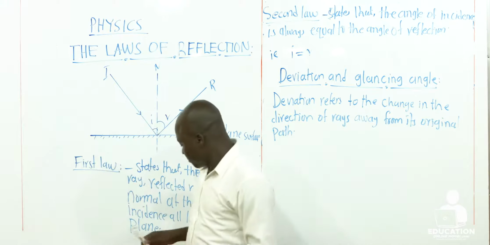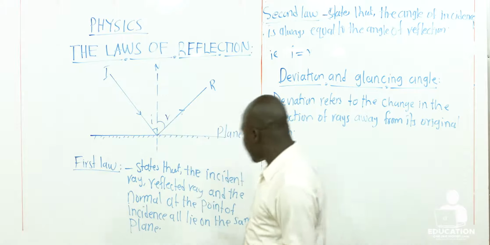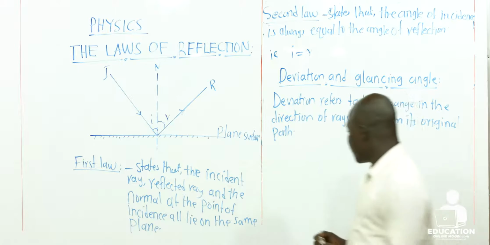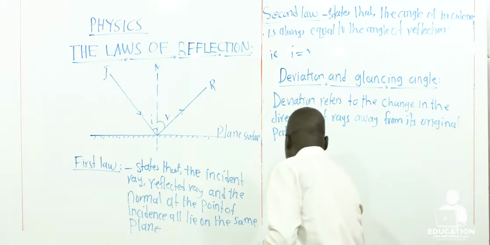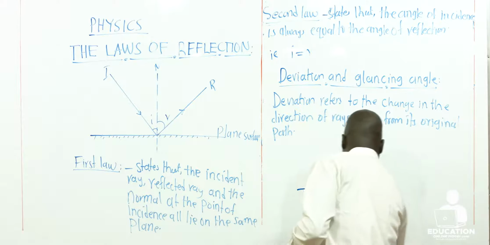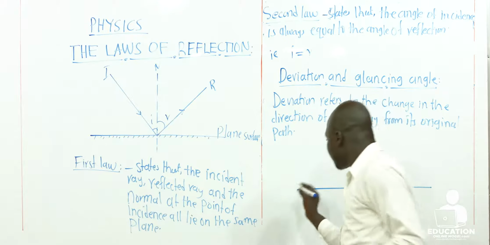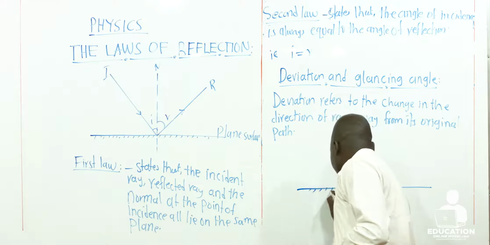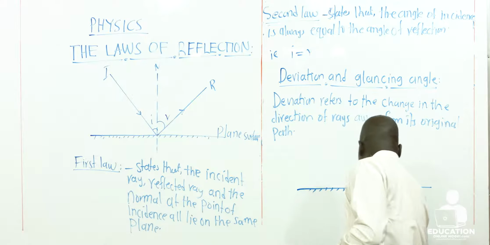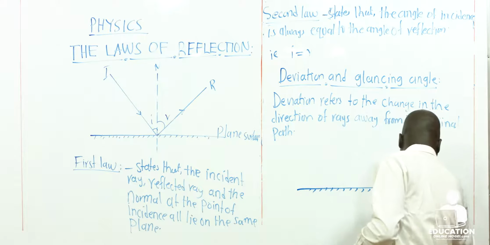So dear learners, how do we demonstrate this? If we have a plane surface, if this is a plane surface, for example a plane mirror, we have a plane surface.